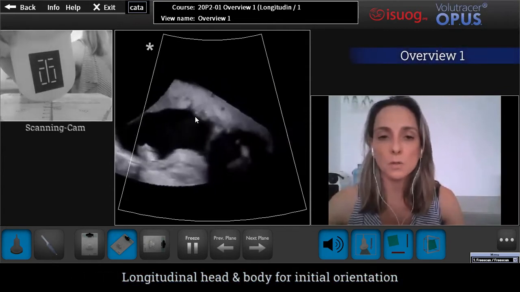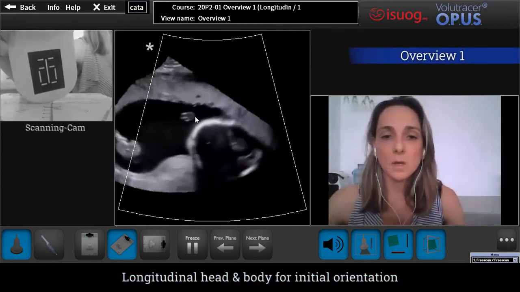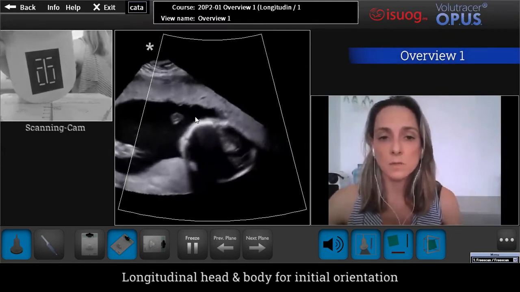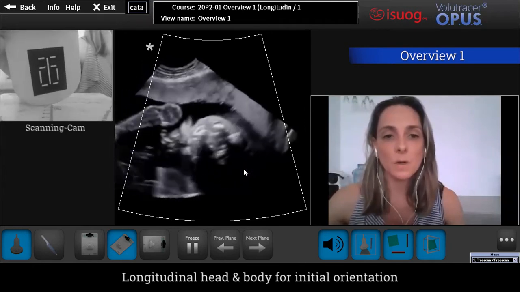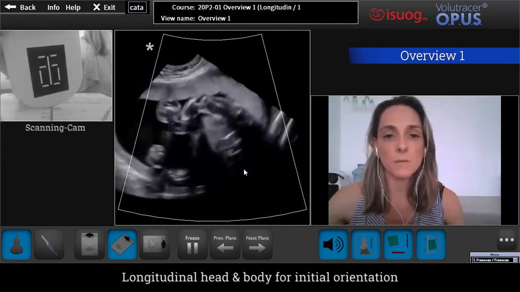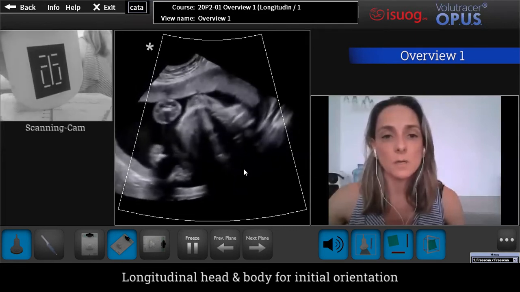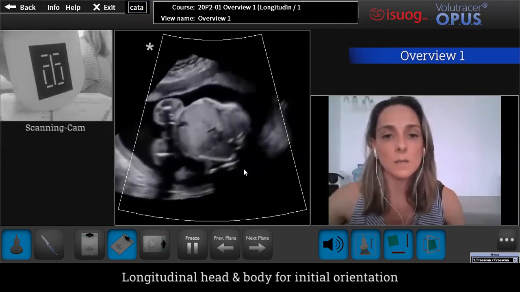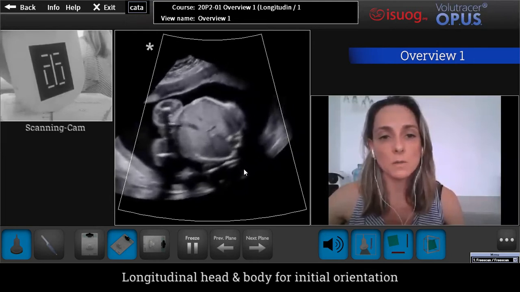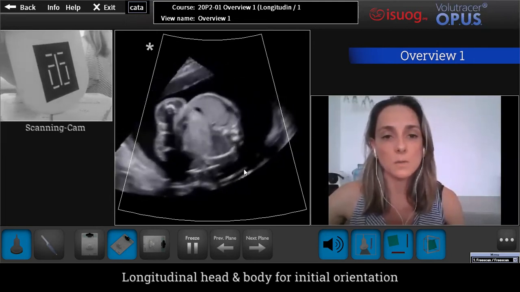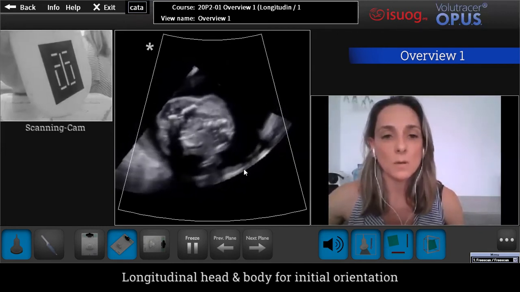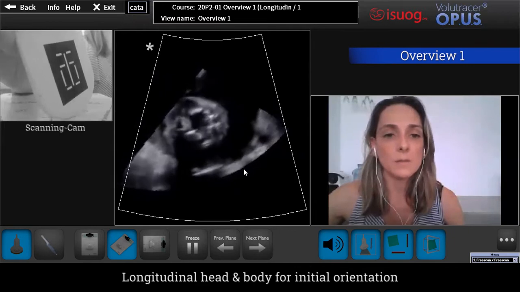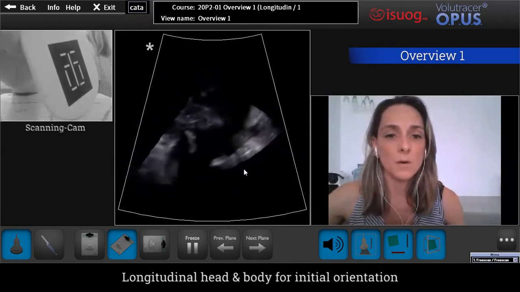So we are going to start here, and we see this rounded structure here is the head. So we know this baby is cephalic. So we sweep upwards towards the fundus of the uterus, and we start recognizing some of the anatomical structures. We see the thorax, we see the abdomen of the baby as we go upwards, and we finally see here the pelvis and the tip of the spine.